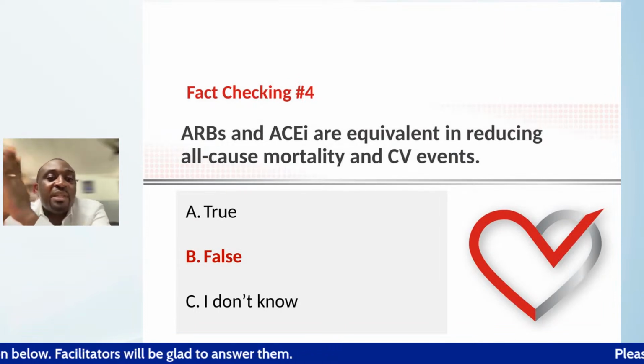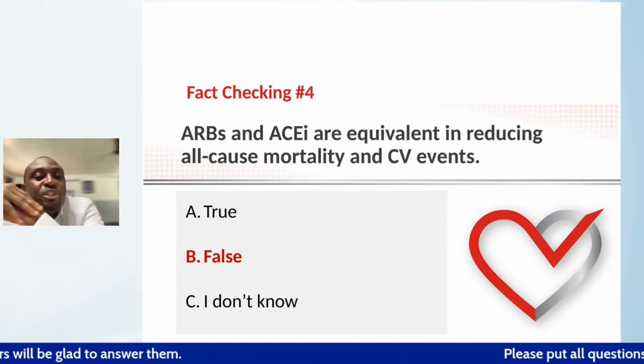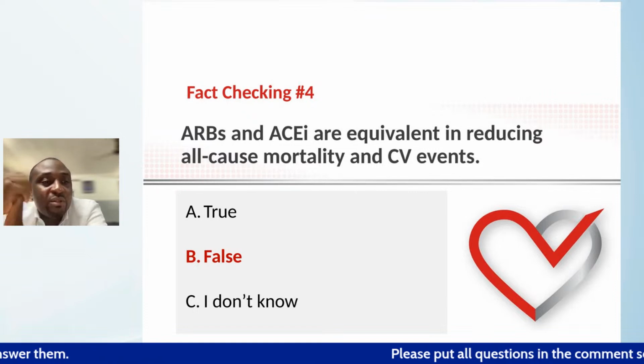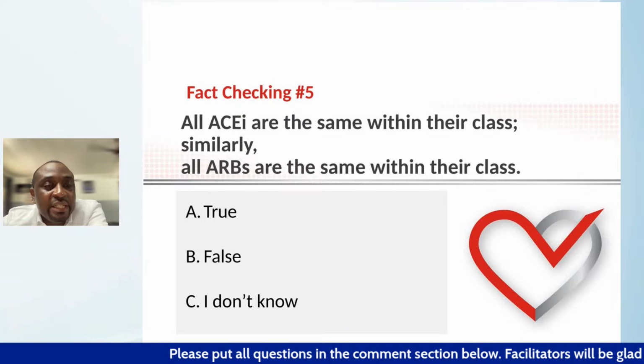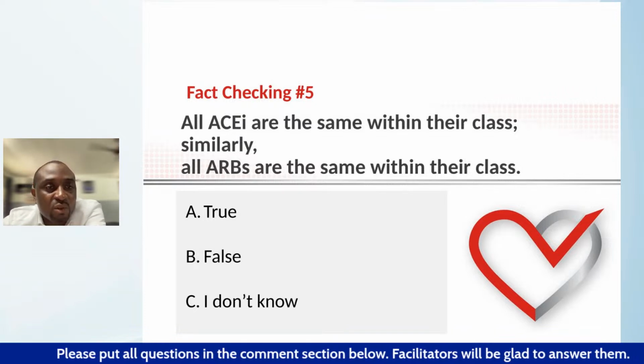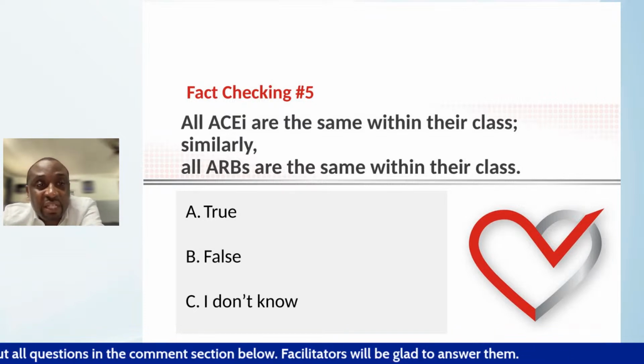So in terms of whether ARBs and ACE inhibitors are equivalent in reducing all-cause mortality and cardiovascular events, I think the answer is no. Indeed, ACE inhibitors do better. So are all ACE inhibitors the same within the class?